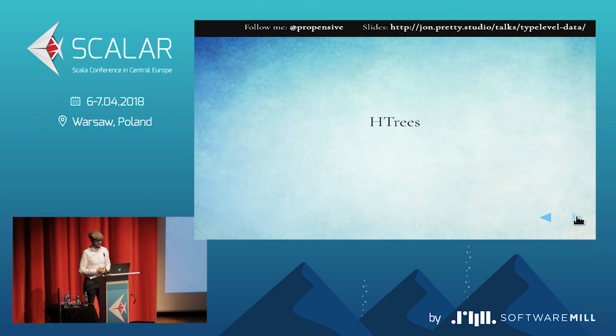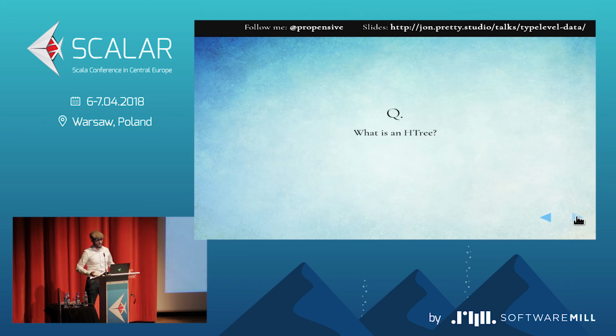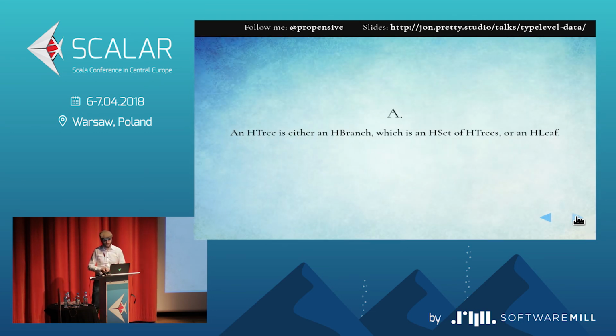Well, what is an HTree, or what is a tree? Let's answer that first. A tree is either a branch, which is a set of trees. These aren't binary trees, these are arbitrary-sized trees, or it is a leaf. So what is an HTree? Well, we just translate that up to the type level. An HTree is either an HBranch, which is an HSet of HTrees, or an HLeaf.